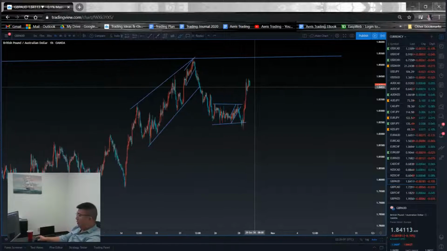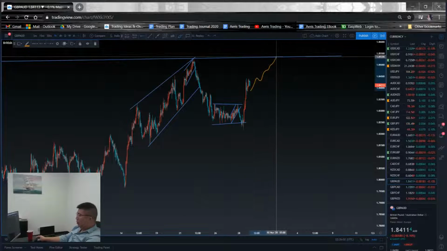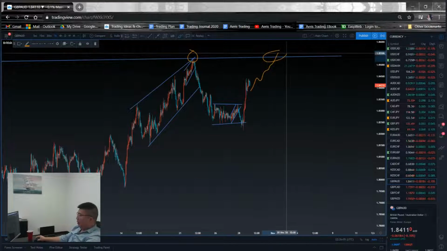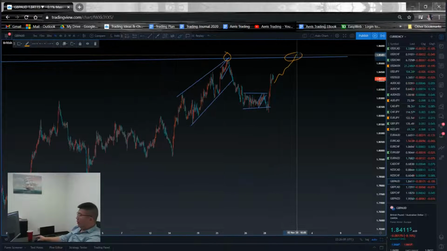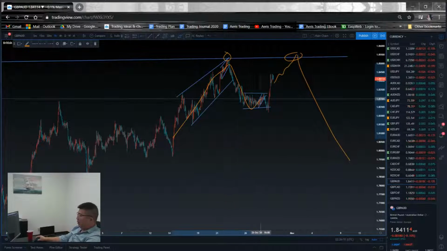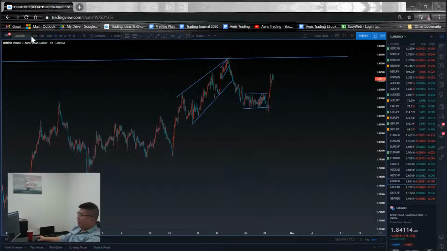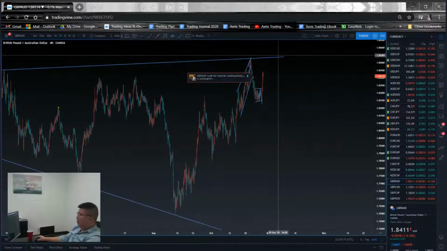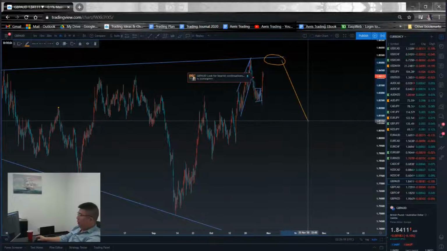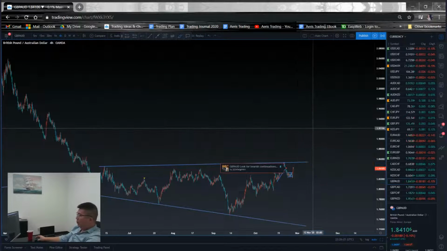I'm looking at this, and I want to see what the price will do if it continues going up. Is it going to hit a recent double top, and then I'd be looking for a sell like this, making this an M style pattern? I would be interested to see what the price will do in this area for a potential reversal.